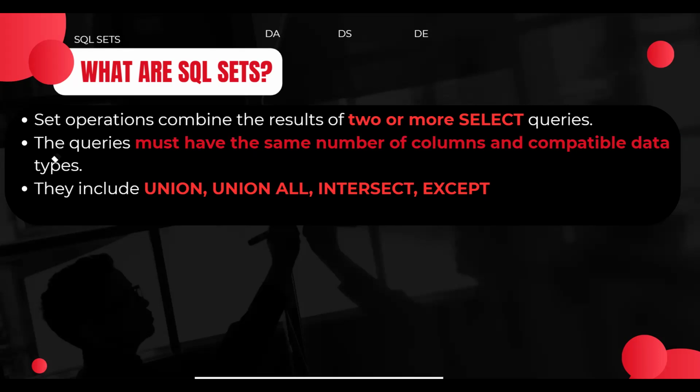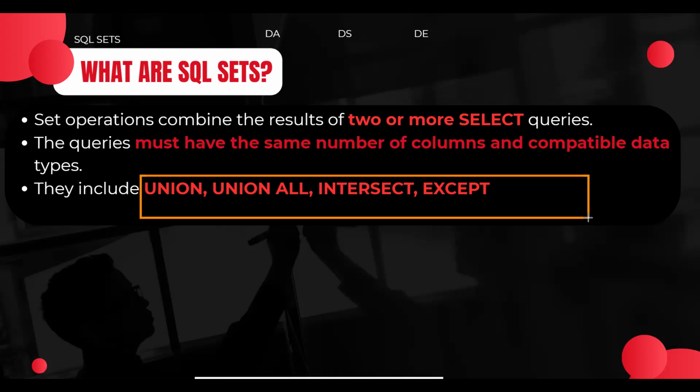So we have different types of SQL sets, which include union, union all, intersect, and except. Those are the different types of SQL sets, and these are the ones that we are going to be speaking about for this session.